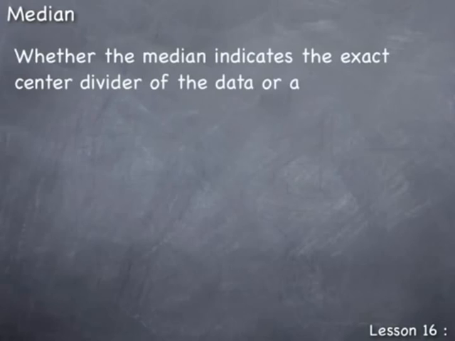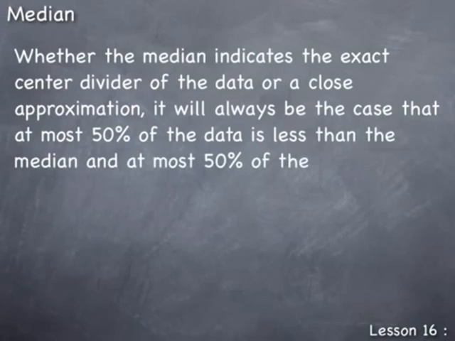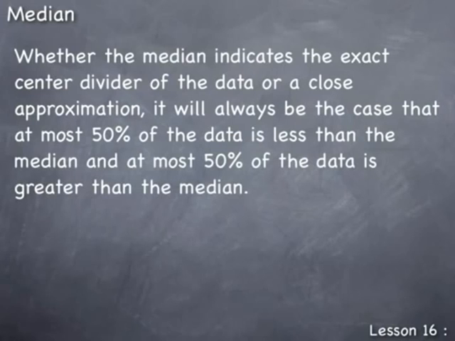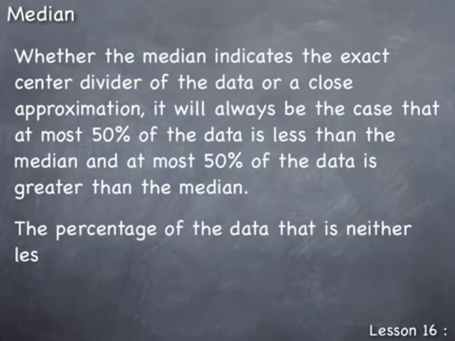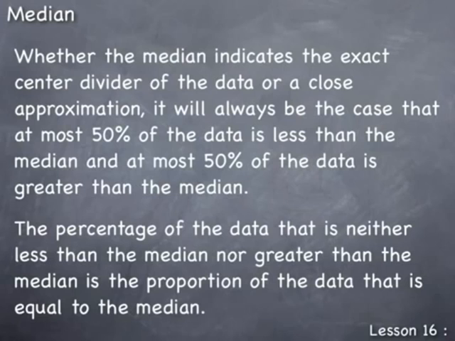Whether the median indicates the exact center divider of the data or a close approximation, it will always be the case that at most 50% of the data is less than the median, and at most 50% of the data is greater than the median. The percentage of the data that is neither less than the median nor greater than the median is the proportion of the data that is equal to the median.